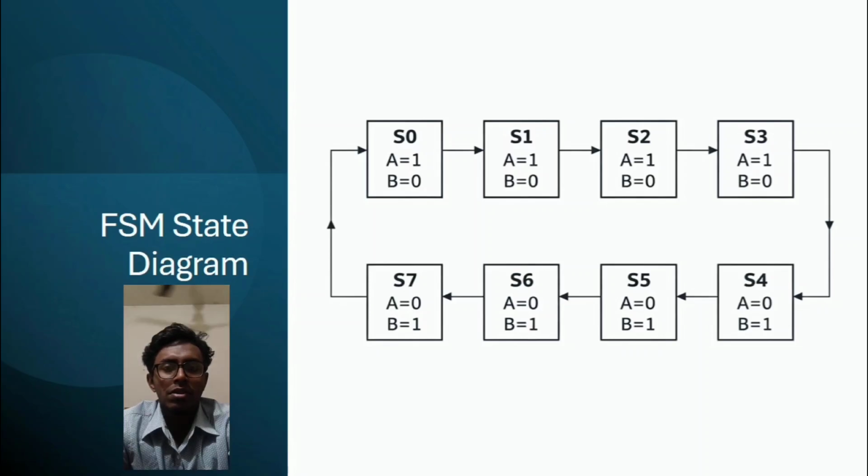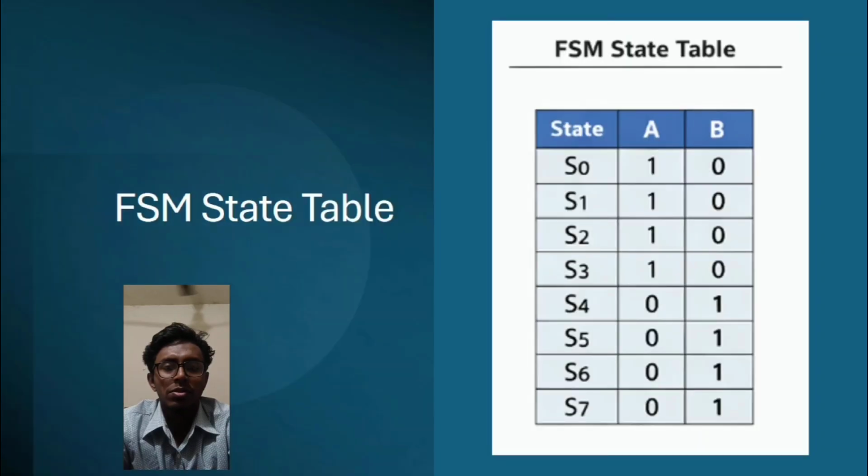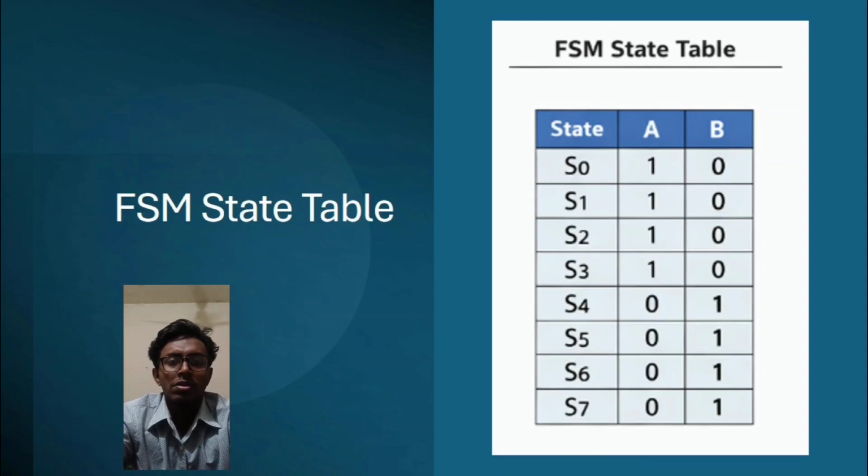Now let's talk about the FSM state table. The FSM state table is a simple table representation of the state diagram. It shows the present state of the system, the input condition, the next state, and the output. Using the table, we can easily understand how the system behaves for every possible input. It helps us implement the logic in the hardware correctly and avoid confusion during design. The state table also makes debugging easier.